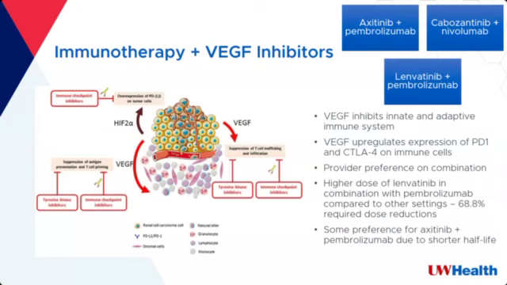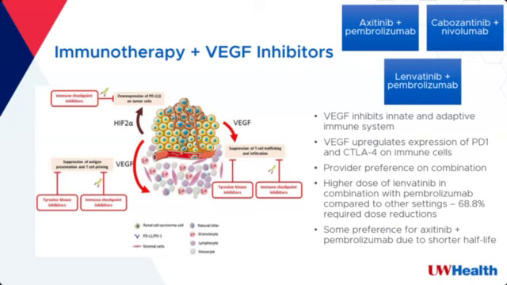So I mentioned a little while ago that we use immunotherapy for renal cell carcinoma as well. We really don't see much response with traditional chemotherapy. And we've actually found that combining immunotherapy with VEGF inhibitors has also shown improved survival rates. The combinations that have been approved include axitinib with pembrolizumab, cabozantinib with nivolumab, and lenvatinib with pembrolizumab. A little background on how these work together. So VEGF inhibits the innate and adaptive immune system, and it also upregulates the expression of PD-1 and CTLA-4 on the immune cells. So these agents do work well together and improve survival outcomes.